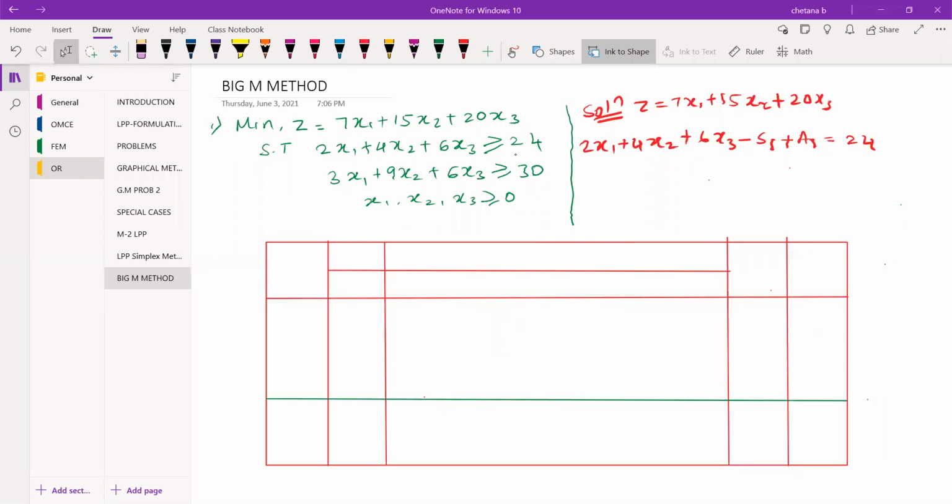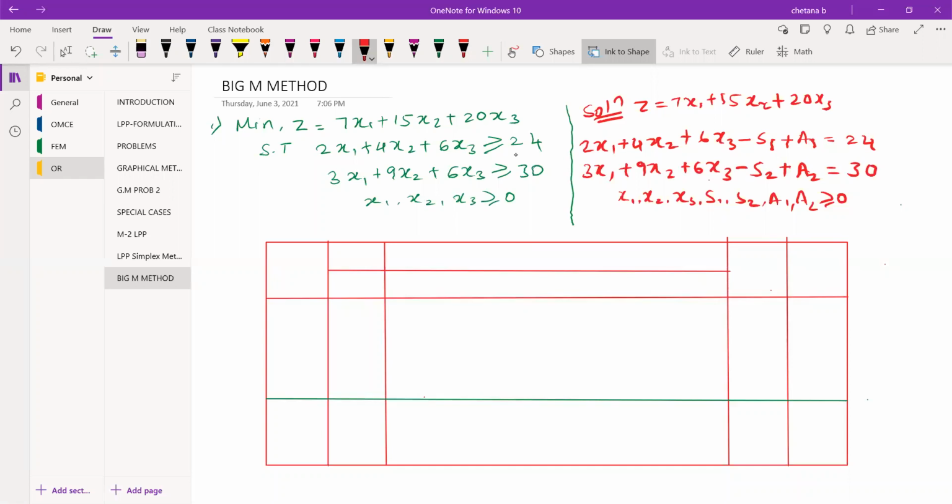Coming to the next constraint, that is 3x1 plus 9x2 plus 6x3, again minus the next surplus plus the next artificial variable, which is equal to 30, and x1, x2, x3, and the variables whatever you have taken, s1, s2, a1, a2 greater than or equal to 0.